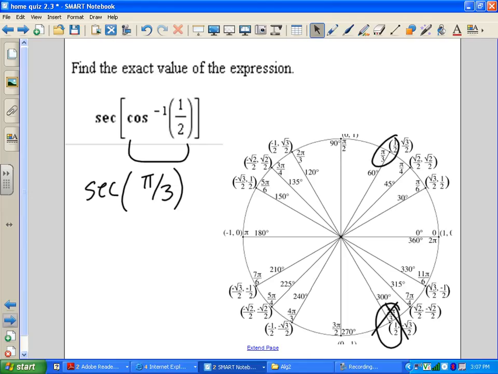And recall that the secant here would be the reciprocal of cosine. So the cosine there is 1/2, and so the reciprocal there would just be 2. Really and truly on these, you could take a shortcut. If you notice that these are reciprocal functions, it's just going to be the reciprocal of that.